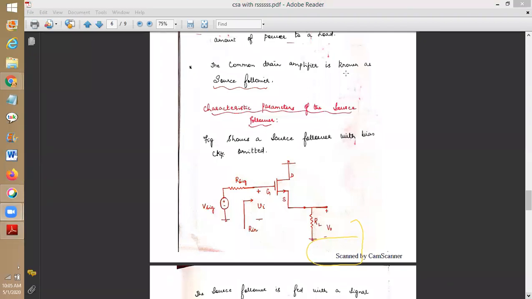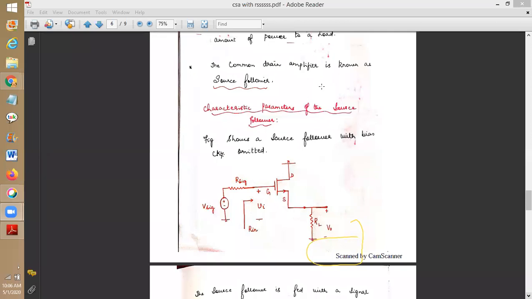What are the three configurations we have? Common source, common gate, and common drain. In common source amplifier, where do we give the input and where do we take the output? Input is provided at the gate. Output is taken at the drain. Good.